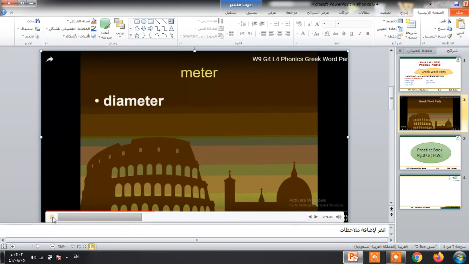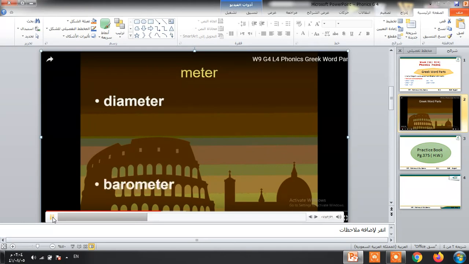So let's see some words that we use nowadays in math and different majors to measure things. First word is diameter. So the diameter is this line. It's a straight line passing from one side to the other side and crossing the center of a shape or a figure, especially in circles and spheres. It's called a diameter. I'm sure you learned about it in math.